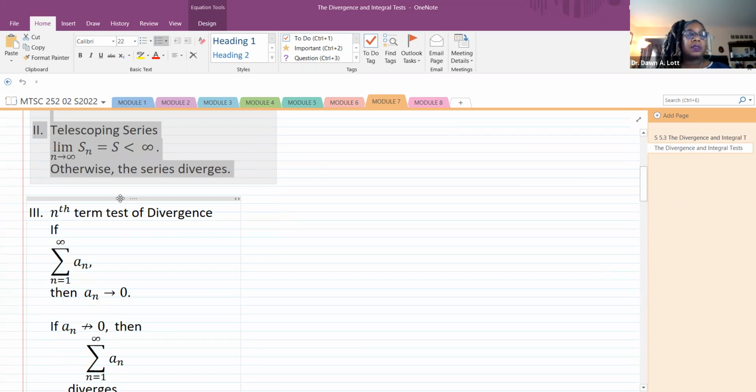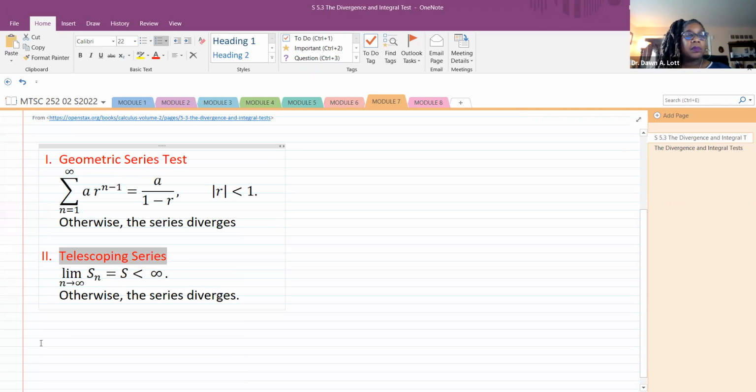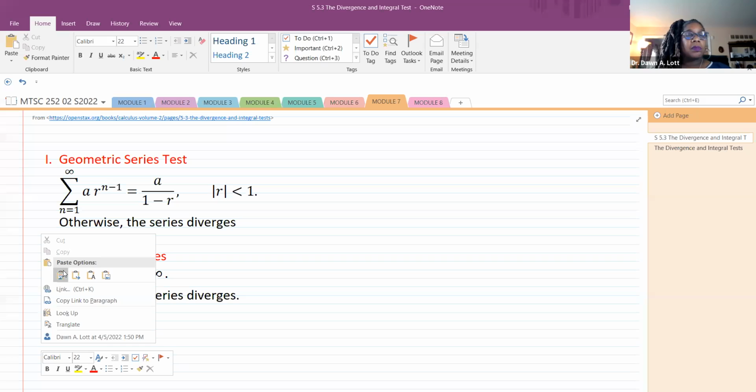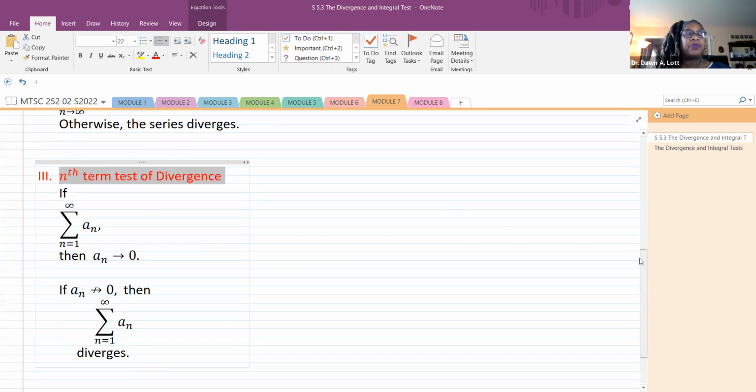Okay, next is the third test. Okay, so the third test is the nth term test of divergence. All right. It basically says, so I'm going to read the first statement, but I want you to remember the second one. If the summation of AN converges, there's a word missing here.